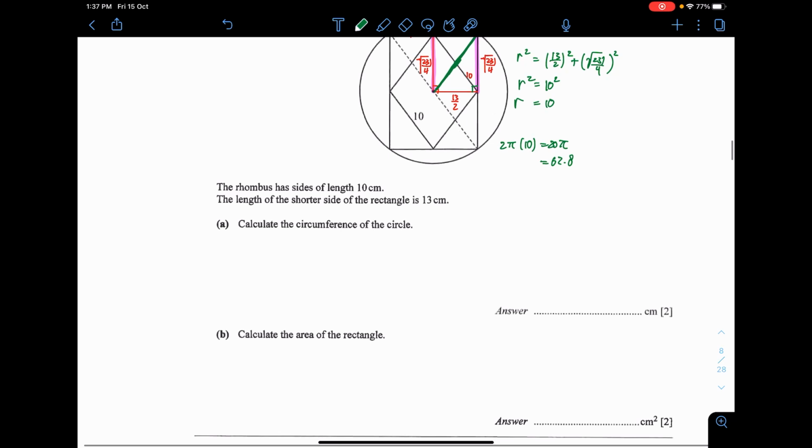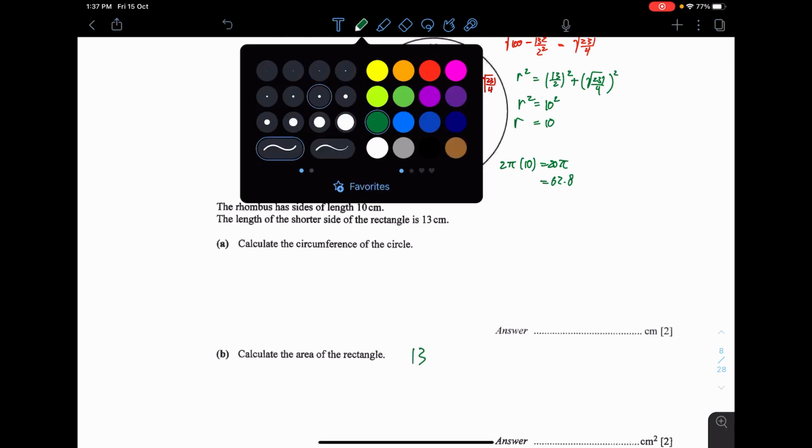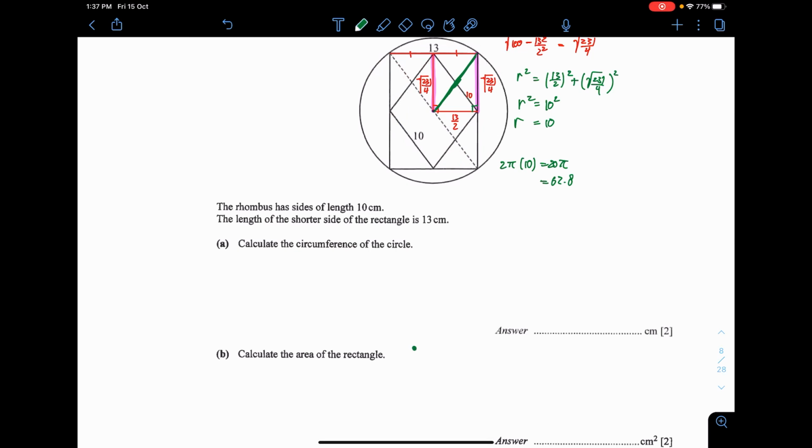Oh, there's a B. The area of the rectangle. We already have the length 231 over 4, right? Not the length, that one is actually just half of the length. So you take the width, 13, multiplied by 2 times the root of 231 over 4. Of course, use a calculator to finish it. You're going to get somewhere around 198.